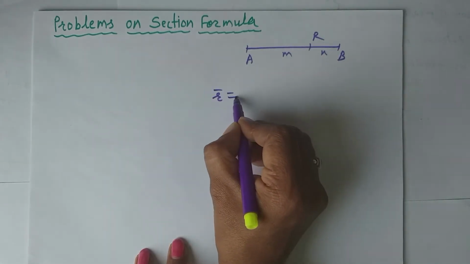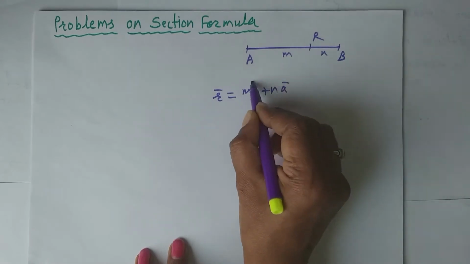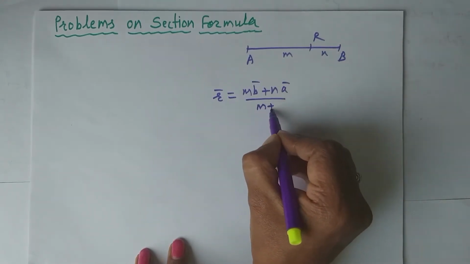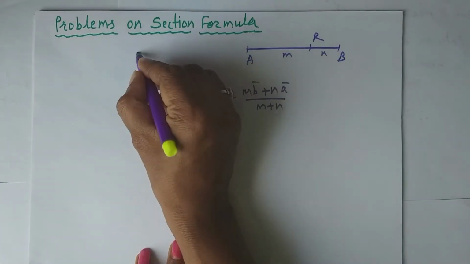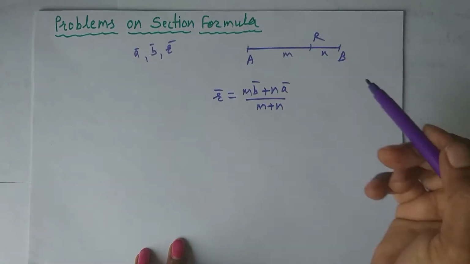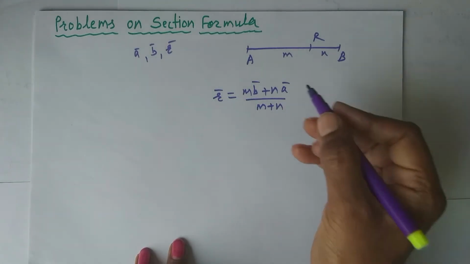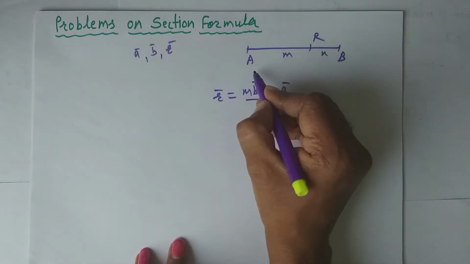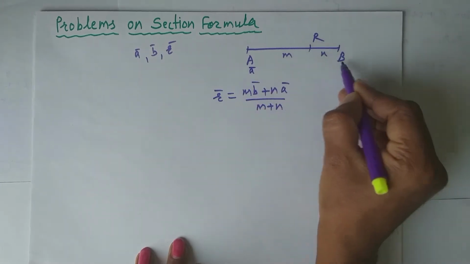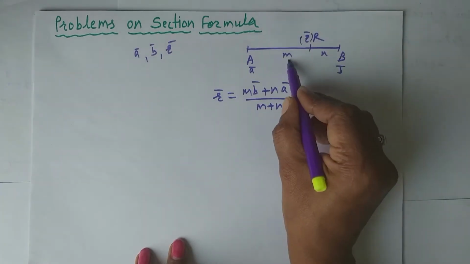The section formula is R bar is equal to (m b bar plus n a bar) divided by (m plus n), where a bar, b bar and r bar are position vectors of points A, B and R respectively. Here the position vector of A is a bar, the position vector of B is b bar, and this is R bar.